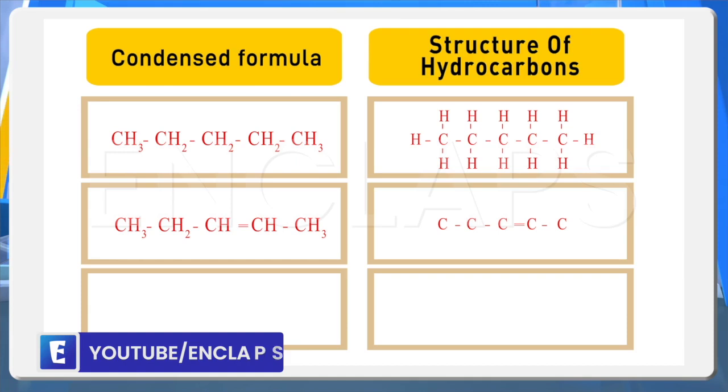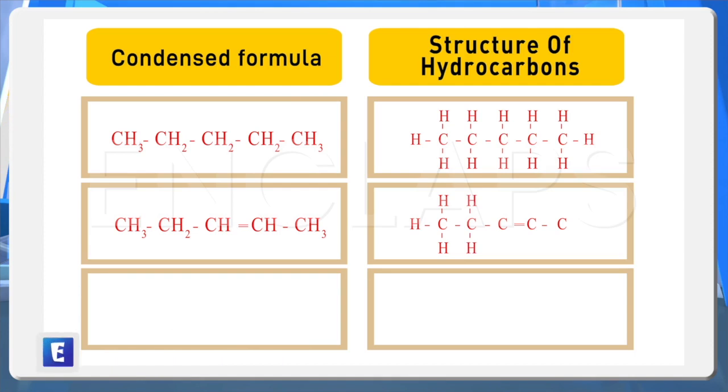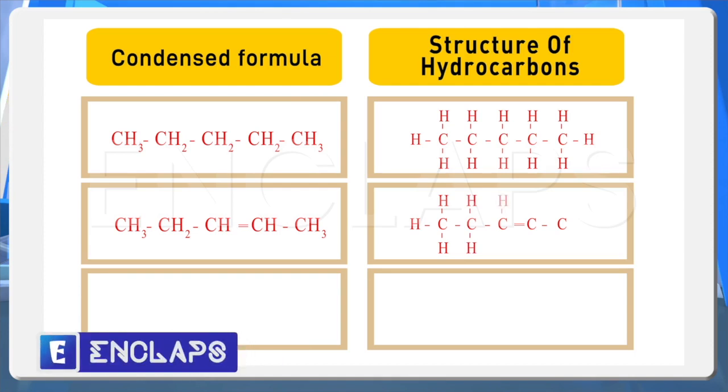Now, we have to fill the hydrogen atoms in each carbon atoms. In the first carbon atom, there are 3 hydrogen atoms. So, we have to put 3 hydrogen atoms in the first carbon. Then, second carbon, there are 2 hydrogen atoms. Then, in the third carbon atom, there is only 1 hydrogen atom. Then, fourth carbon atom, 1 hydrogen. Then, last carbon atom, there are 3 hydrogen atoms. So this is the structure.